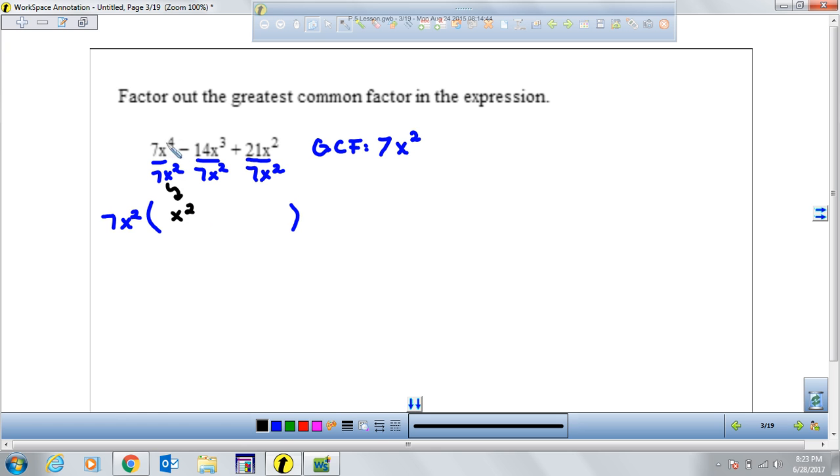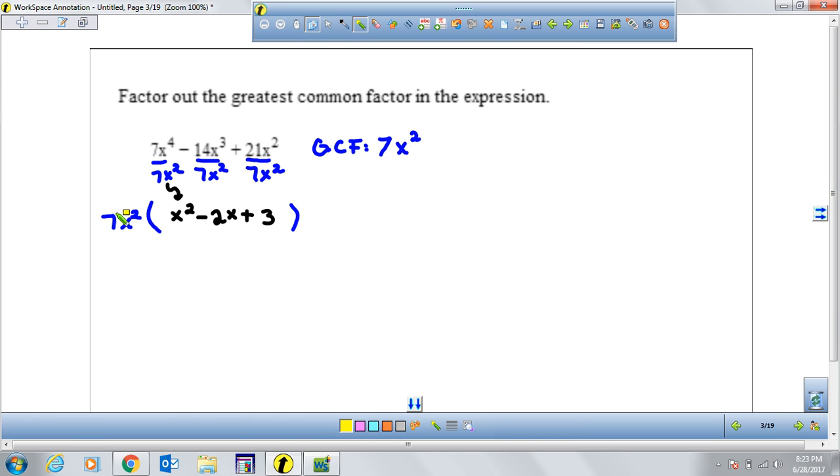Now one thing about division is that when you divide two variables, you subtract the exponents. That's called the quotient rule, which we're going to cover in a later section. Now minus 14 divided by 7 is going to be 2, x cubed divided by x squared is going to be x. Then plus 21x squared divided by 7x squared is just going to be a 3. And this is the factored expression.